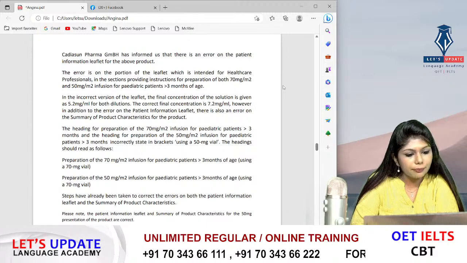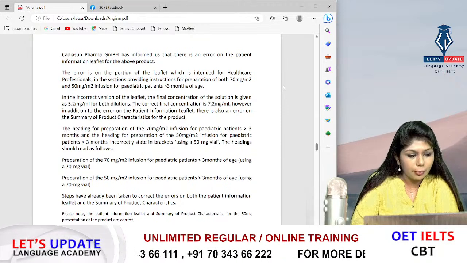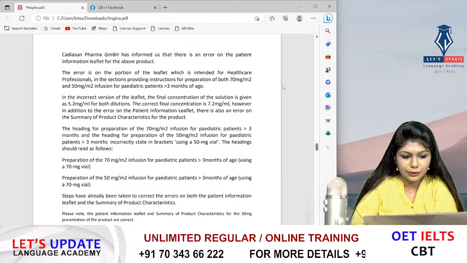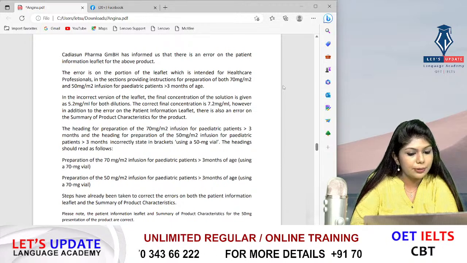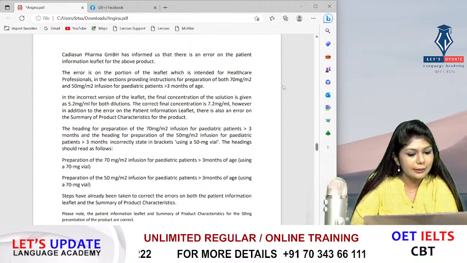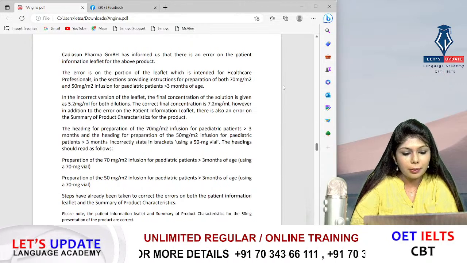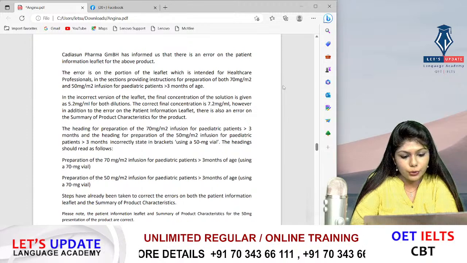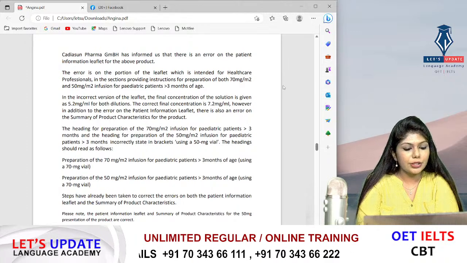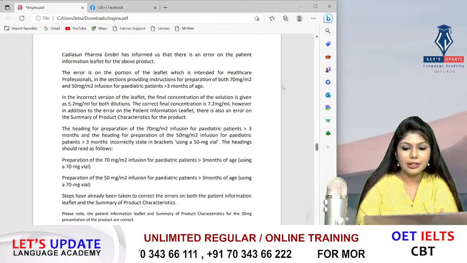However, in addition to the error on the patient information leaflet, there is also an error on the summary of product characteristics for the product. The heading for preparation of 70 mg per m2 infusion for pediatric patients greater than 3 months and the heading for preparation of the 50 mg per m2 infusion for pediatric patients greater than 3 months incorrectly state in brackets using a 50 mg vial. The headings should read as follows. Preparation of the 70 mg per m2 infusion for pediatric patients greater than 3 months of age using a 70 mg vial, and preparation of the 50 mg per m2 infusion for pediatric patients greater than 3 months of age using a 70 mg vial.